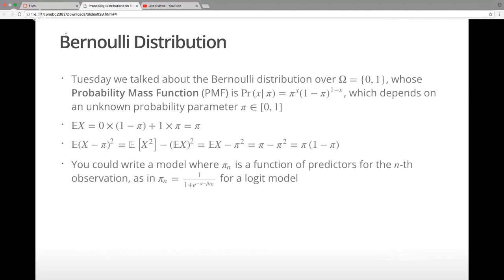Right. So x can only be 0 or 1. So 0 squared is 0, and 1 squared is 1. So in this case, x squared is the same as x, and so the expectation of x squared is the same as the expectation of x. That's special to the Bernoulli distribution, but it's true.